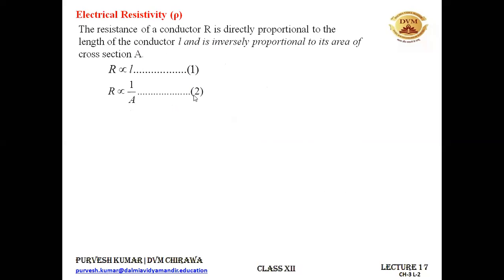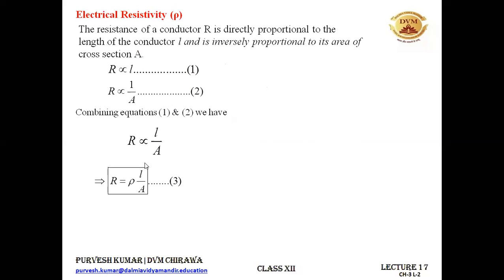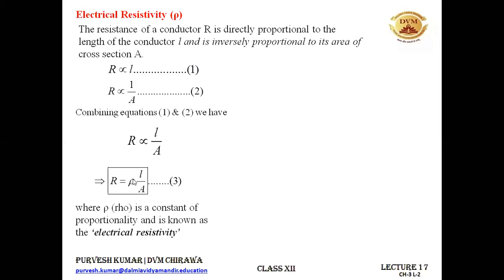When you combine these two equations, you can write R proportional to L by A, and when you remove this proportionality sign, you have to write R is equal to rho L by A, where rho is the resistivity of the material. It's a constant of proportionality and it is known as the electrical resistivity. We know this.